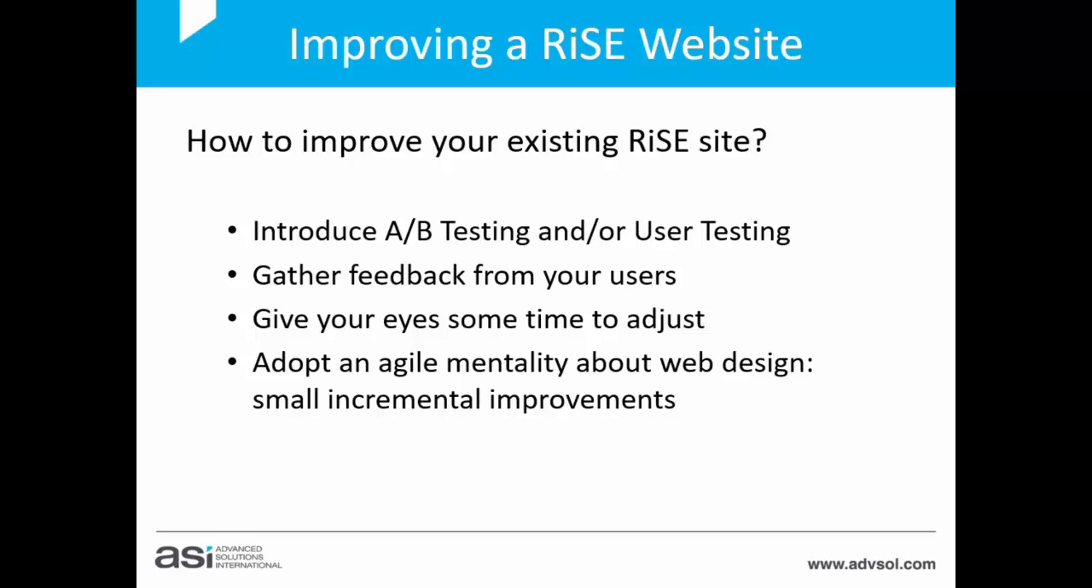So how can you improve your existing RiSE website? Well, one way to do that is to introduce A/B testing or user testing. So that can be done through various tools online, or you can also bring users in the office and have them use your website and gather feedback. Another great way to gather feedback from your users is to implement a feedback form directly on your website.